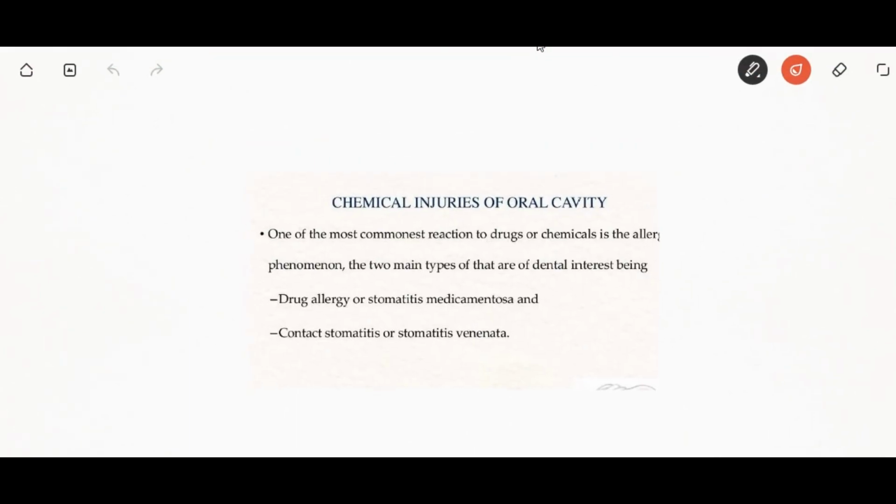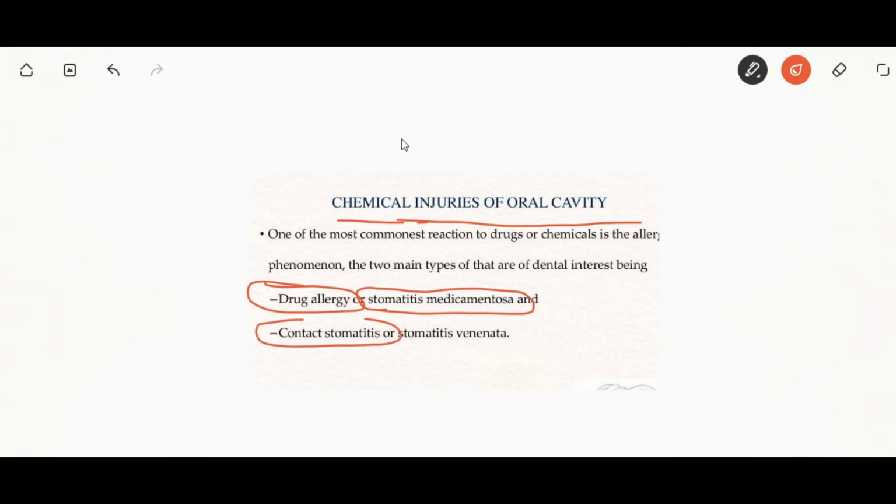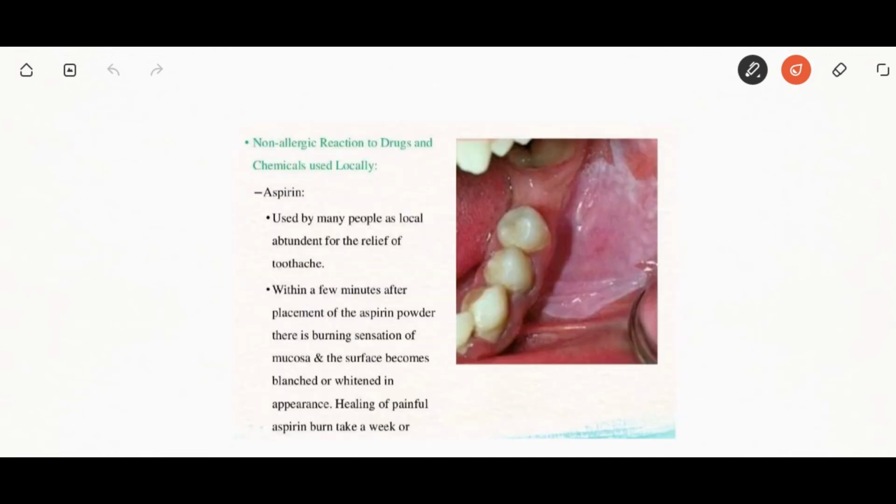Now let us discuss the chemical injuries of the oral cavity. One of the most common reactions to a drug or chemical is the allergic phenomenon. That could be either drug allergy, called stomatitis medicamentosa, or contact stomatitis, also known as stomatitis venenata.